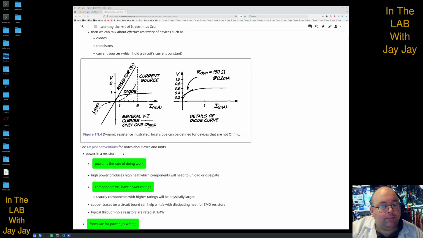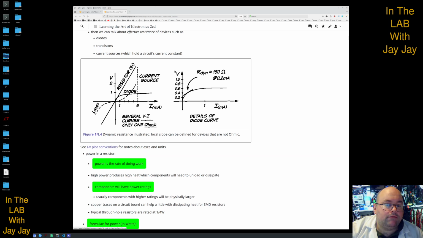And here's a map of a few things. The current source is interesting. It's just a flat line at 5. Of course, there's no such thing as an ideal current source that just goes to infinity. The resistor is just a linear line. Lamp and diode are curves of various types.